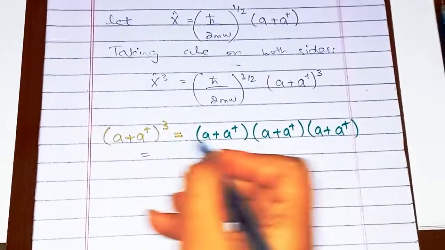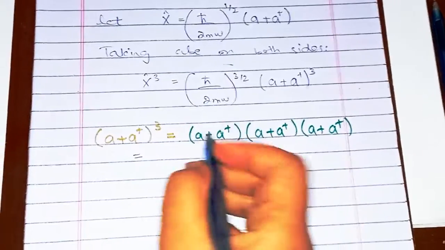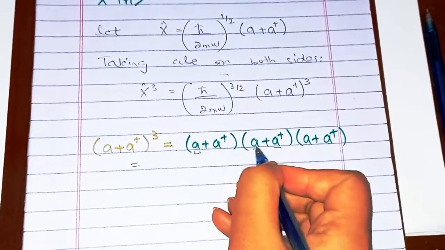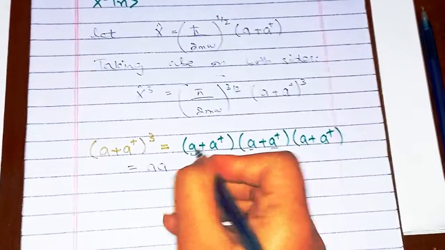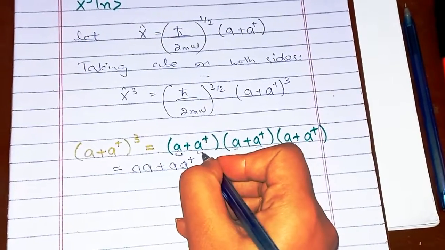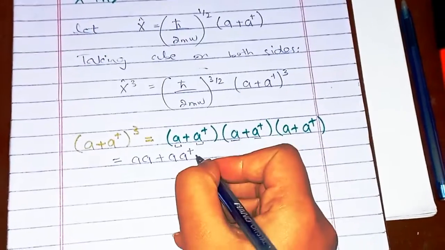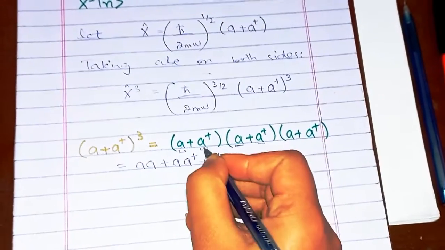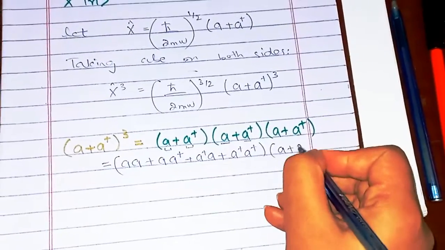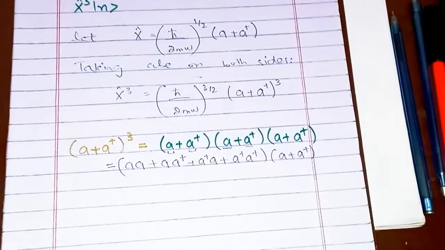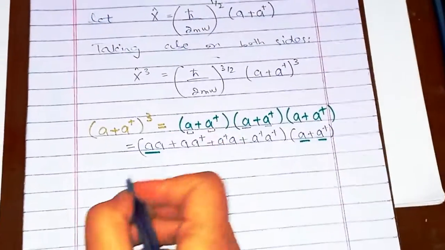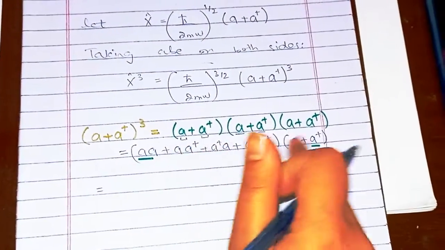Let's do that here. First, I'm going to multiply these two together, and I'll multiply a with this digit and then with this. So first a and then a, then a with a†. Next, I'm going to multiply this a† with this a, and a† with a†. So this is it, and that one as it is. Next, we will multiply this one with these two one by one. We'll multiply all these terms with these two one by one.